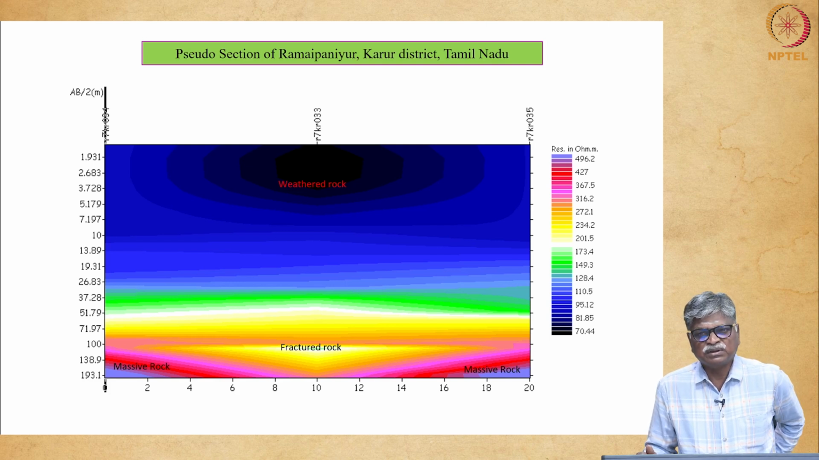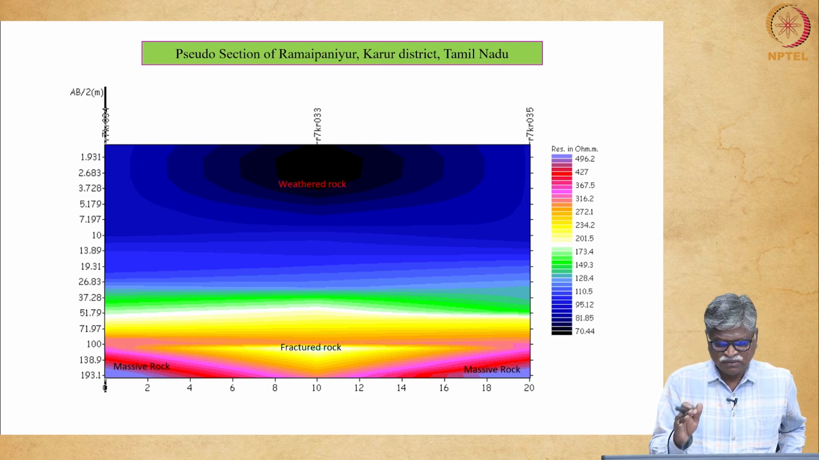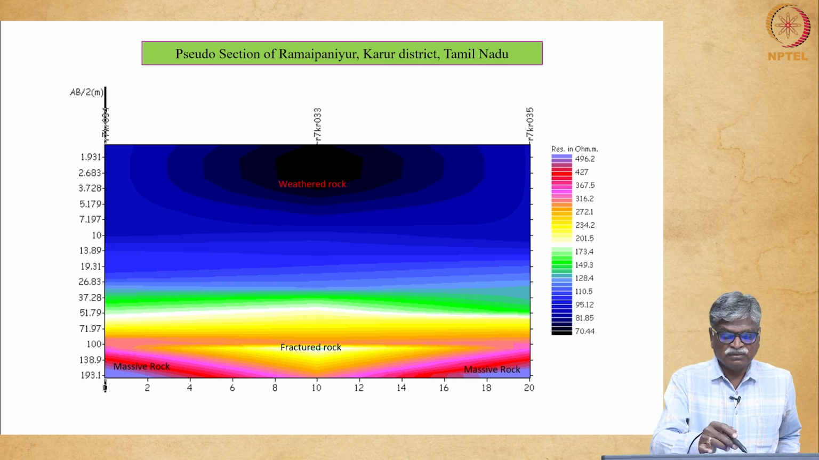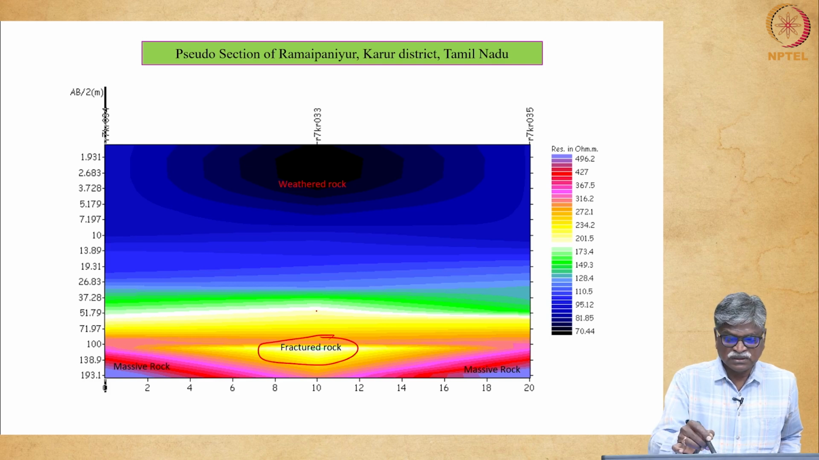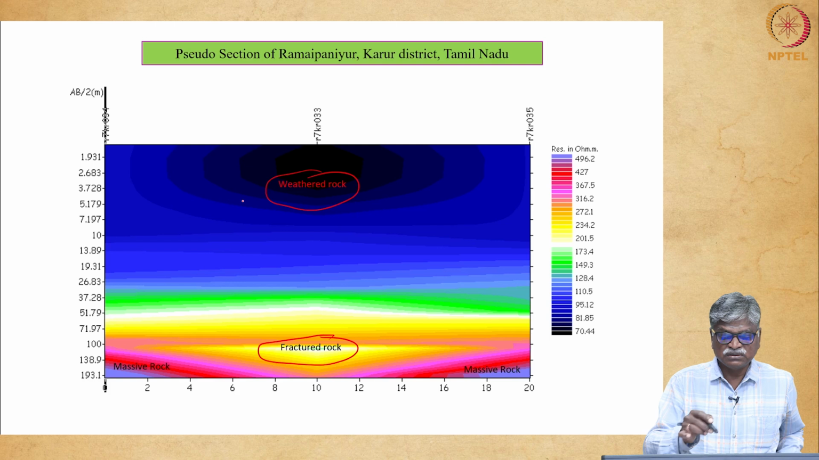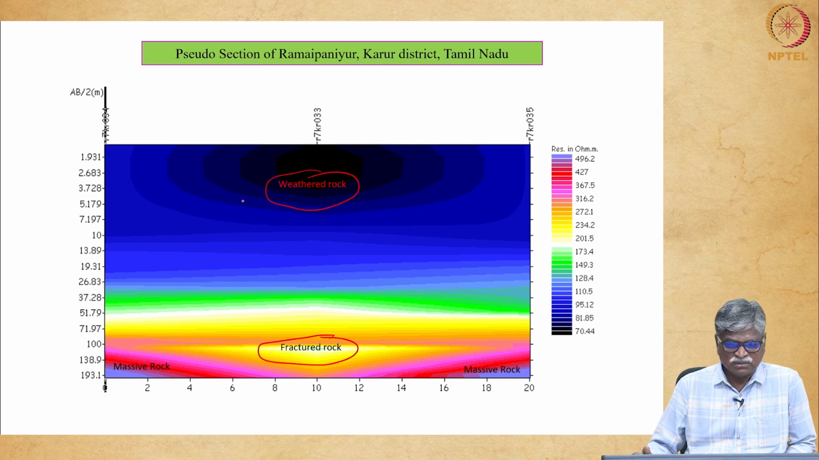Here also we did the interpretation with the IPI2WIN software. There also we added the 3 VS. From that we found the weathering zone and massive rock. This is one fracture we also got. It is one weathering zone also. Here also we drilled up to 200 meters and got a good yield.